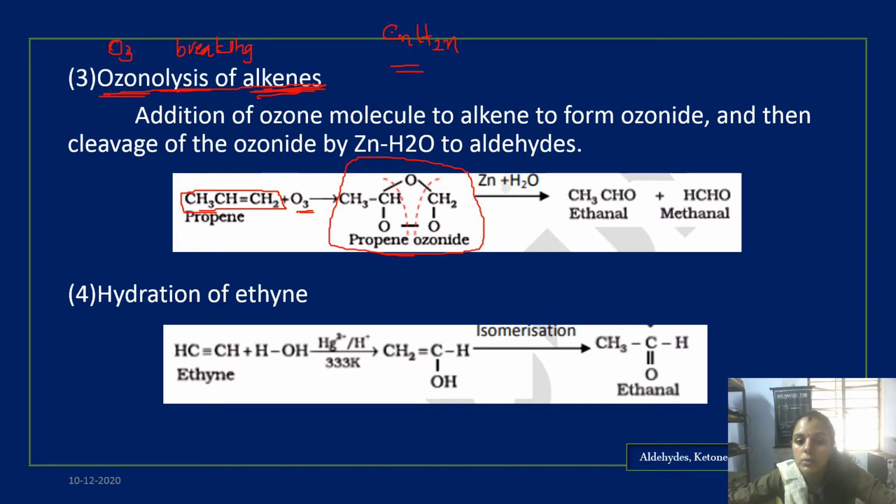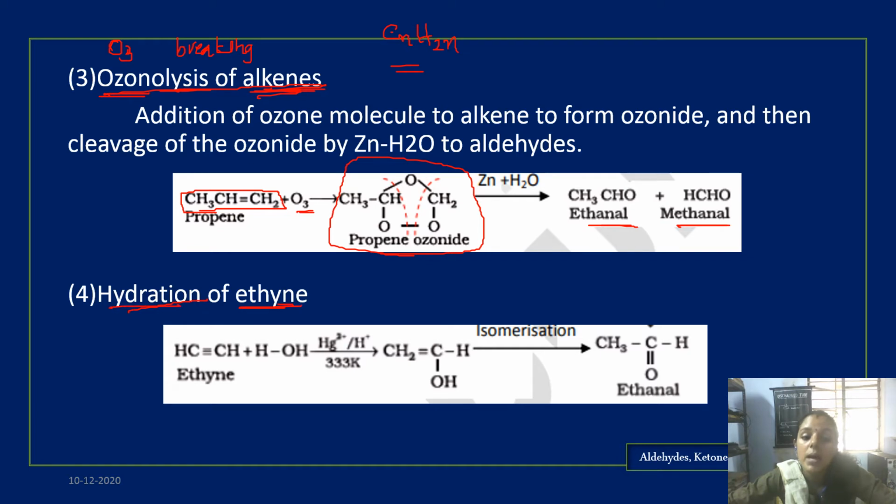Here the propene ozonide is formed, which upon hydrolysis in the presence of zinc gives a mixture of compounds, that is aldehydes, ethanal and methanal. Now the fourth method for the preparation of aldehyde is hydration of ethyne.